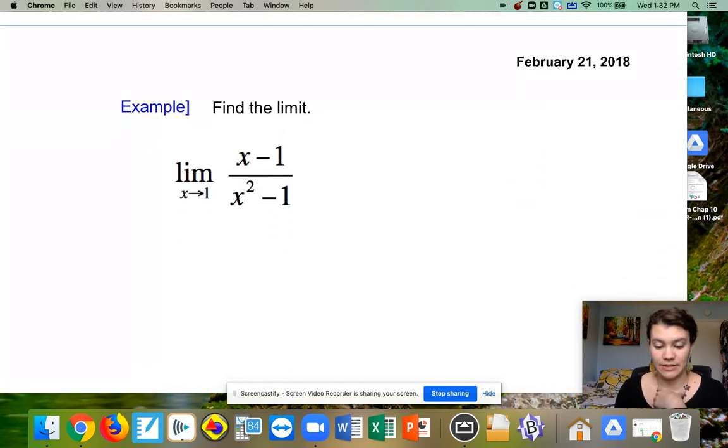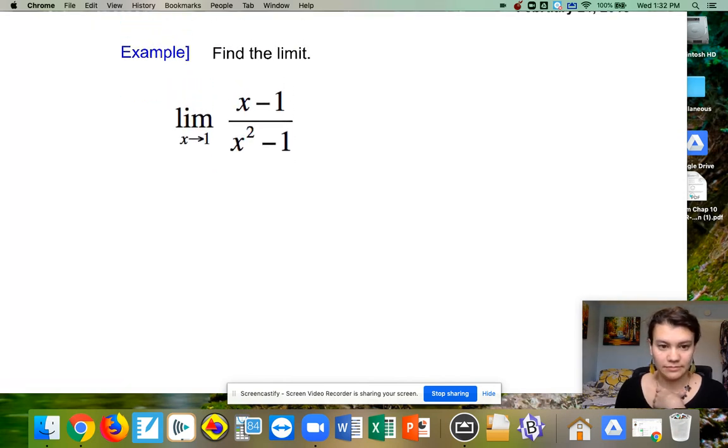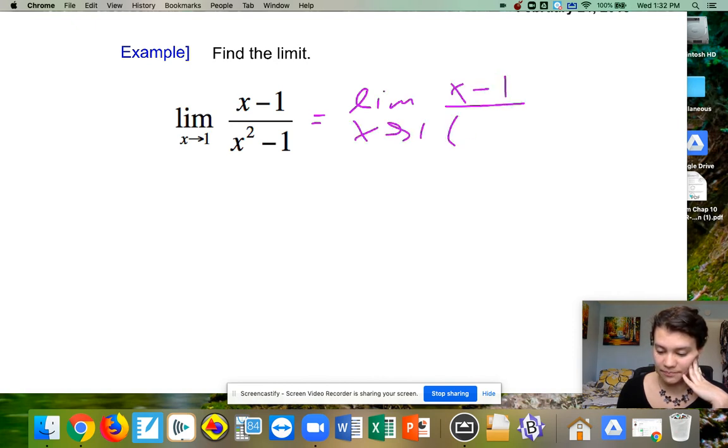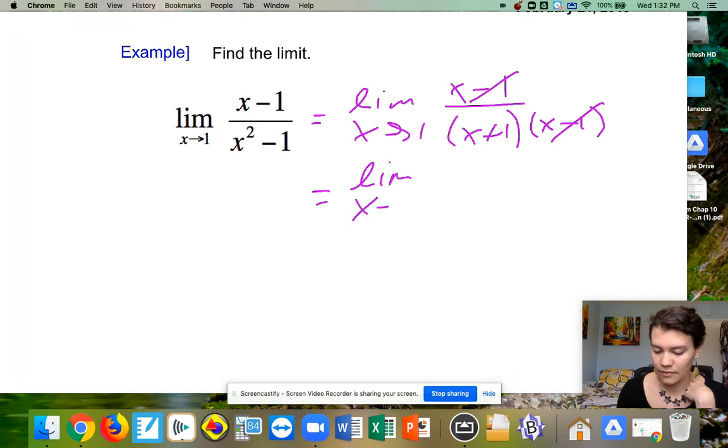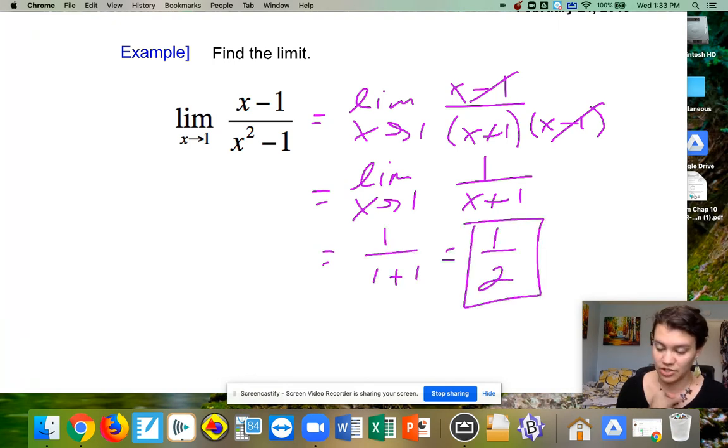All right, so finding this limit. Right off the bat, you can't just plug in 1 because then you get 0 on the bottom. So try and manipulate this somehow, see if you can change it so you get to that point. So what can you do with this? We can factor the bottom. So you have x minus 1 on top, x plus 1, x minus 1 on the bottom. These are going to cancel. And you get 1 over x plus 1 here, and then we can plug in 1 to get 1 plus 1, or a half. So the limit is just a half.